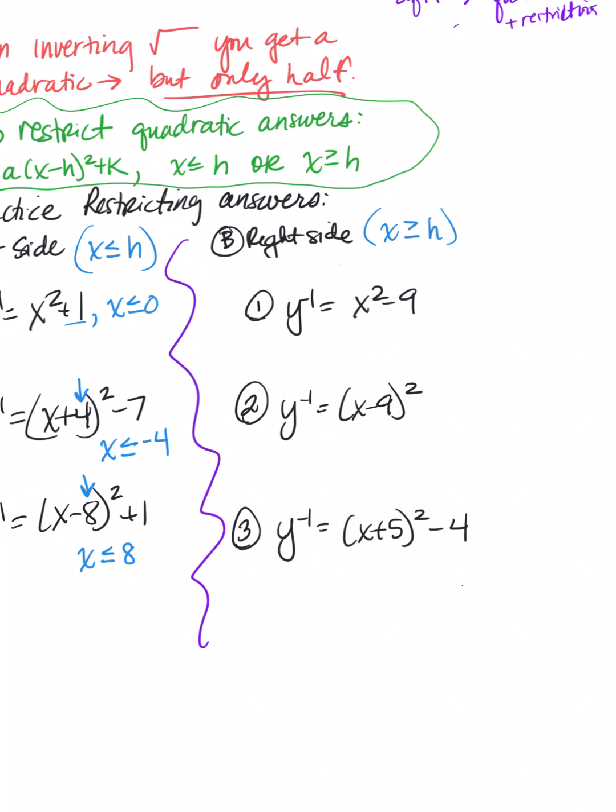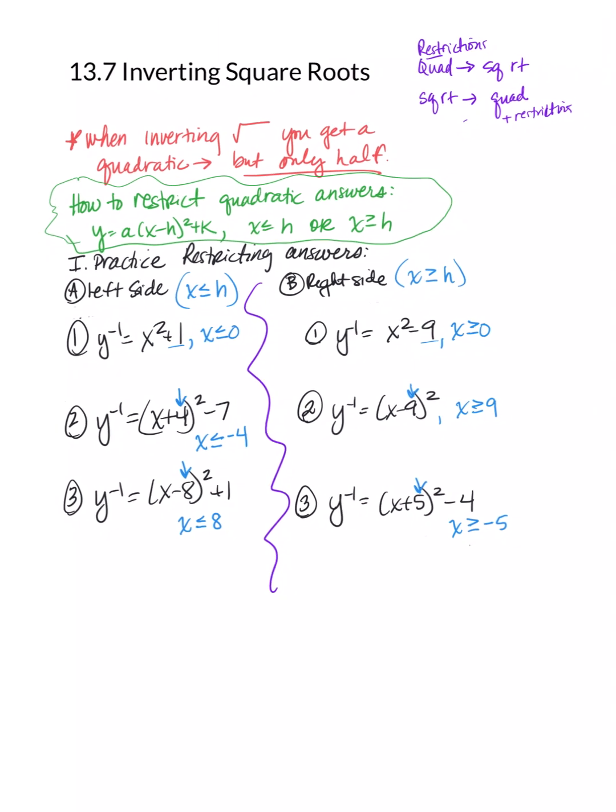So again, look at number 1. What is the h value here? Well, that -9 just means it's going down 9, not left and right. So x is greater than or equal to 0. That's my restriction. Number 2, notice the 9 is now in the parentheses, so it's my h value. But again, have to change the sign, so it'll be +9. Number 3, there's h. It's greater than or equal to, so since it's the right side, change the sign of h. So it's x is greater than or equal to 5. That's how you find your restrictions.